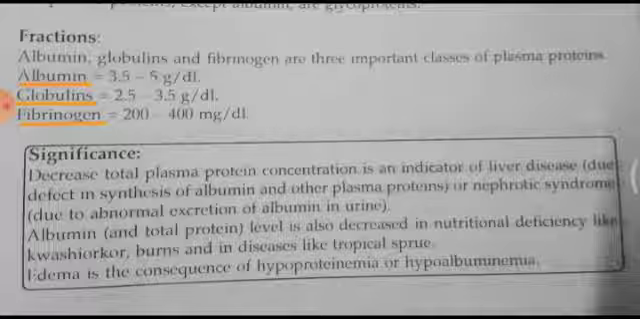Albumin level is also decreased in nutritional deficiency like kwashiorkor, burns, and in diseases like tropical sprue. So it also indicates certain diseases. Edema is the consequence of hypoproteinemia. If protein is less, it will lead to edema or hypoalbuminemia. Edema means accumulation of fluid in the tissues. Hence plasma protein, its normal quantity, its importance, and the abnormal quantity and its indication help in detection of diseases and suitable treatment.